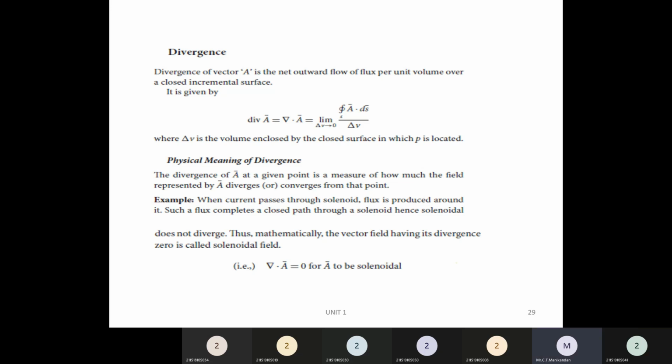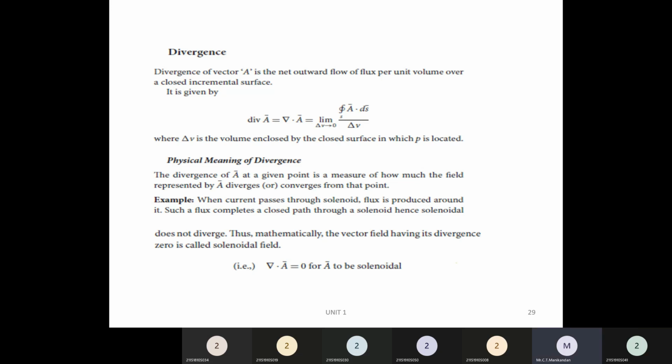Divergence tells us how much net flux per unit volume flows out. With pure divergence, we can say how much the vector field diverges or converges from that point. That is what we call the physical meaning of divergence: how much the field diverges or converges from that point.